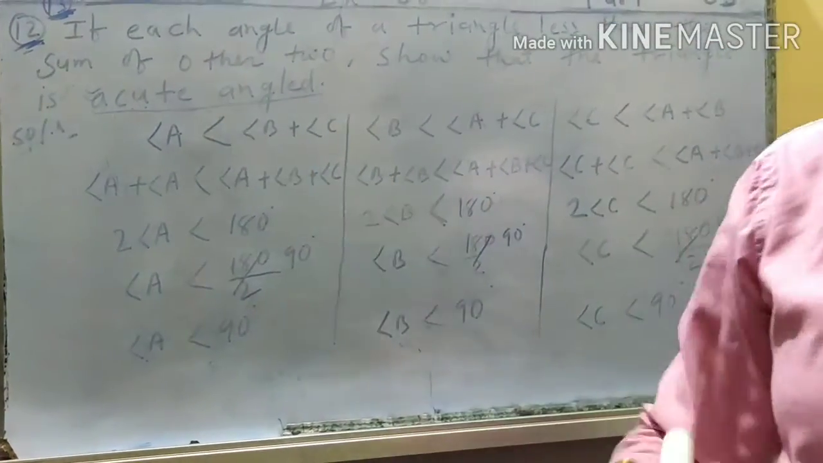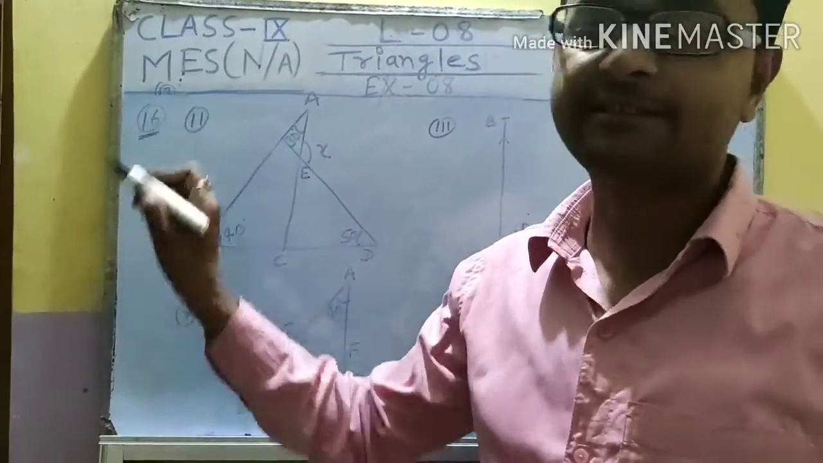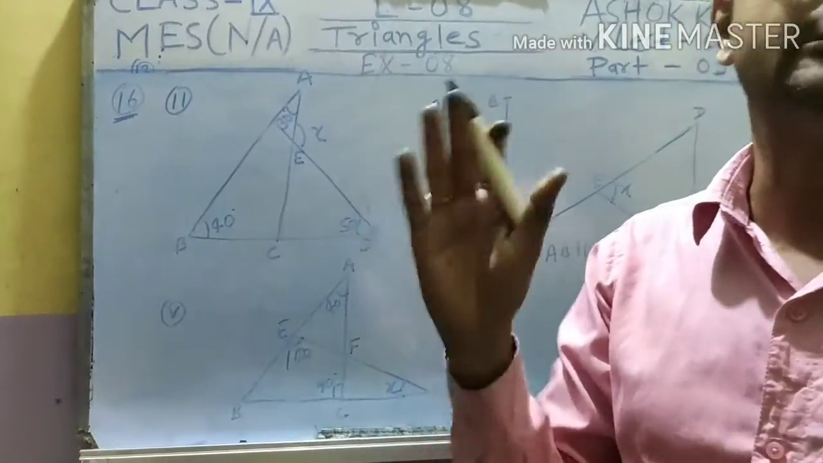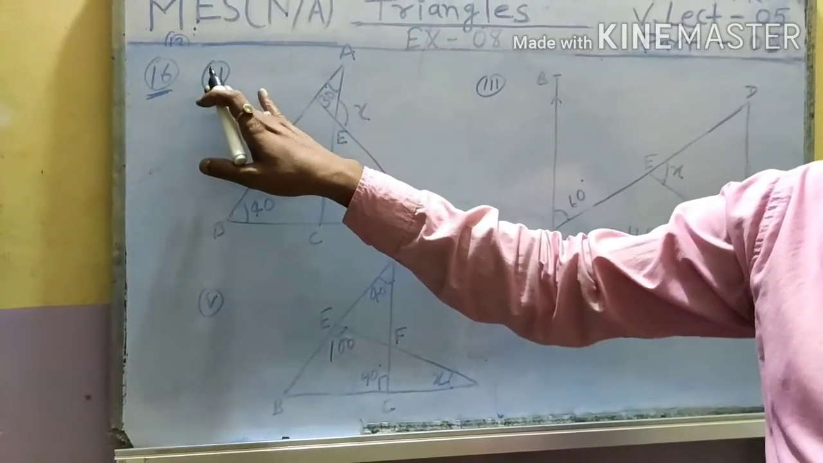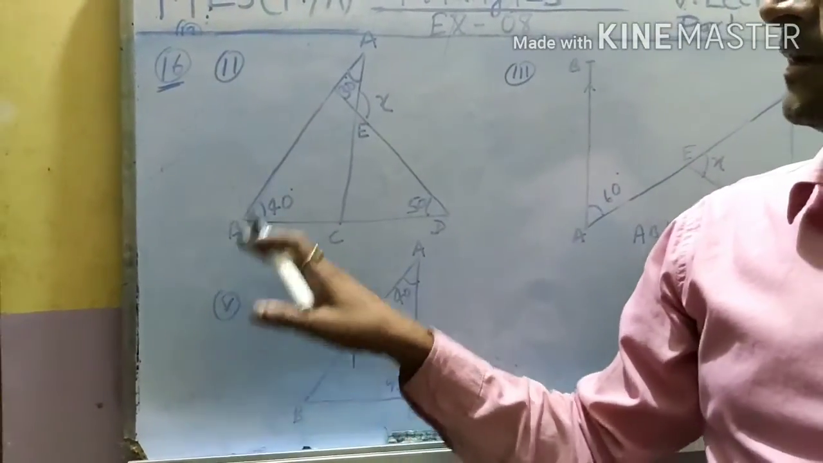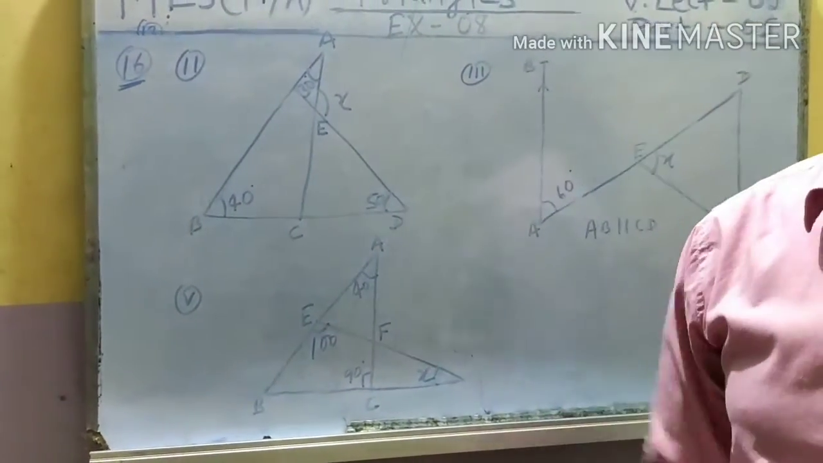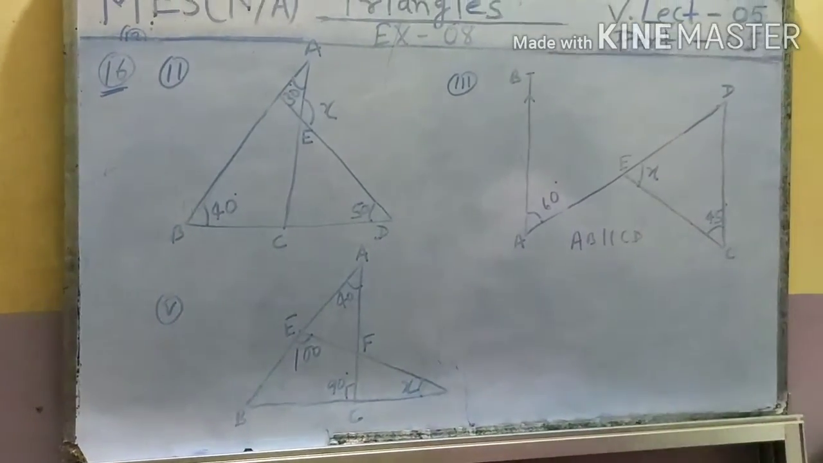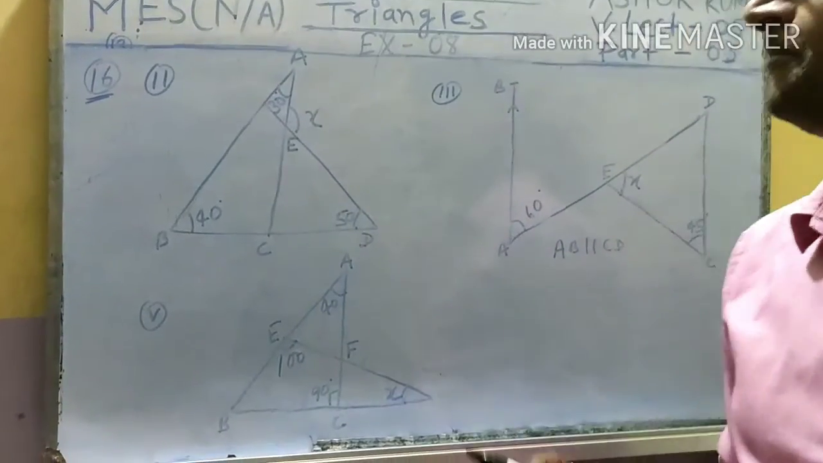The next question is question number 16. There are 6 questions in question number 16: 1, 2, 3, 4, 5, 6. Okay, here I have taken 3 questions, question number 2, question number 3 and question number 5. In each question, student, 1 to 6, find the value of x. You will use your logic, whatever concept you know. You have to use just your concept, okay?